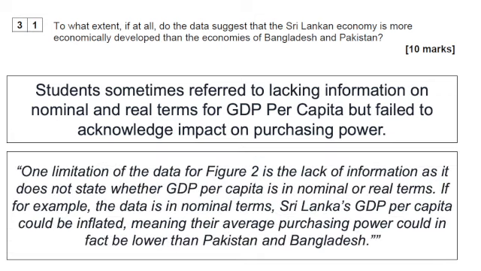So this is an example for you. One limitation of the data for figure 2 is the lack of information, as it does not state whether GDP per capita is in nominal or real terms. If, for example, data is in nominal terms, Sri Lanka's GDP per capita could be inflated, meaning their average purchasing power could in fact be lower than Pakistan and Bangladesh. That's better. That gives more understanding as to whether that's a limitation or not.